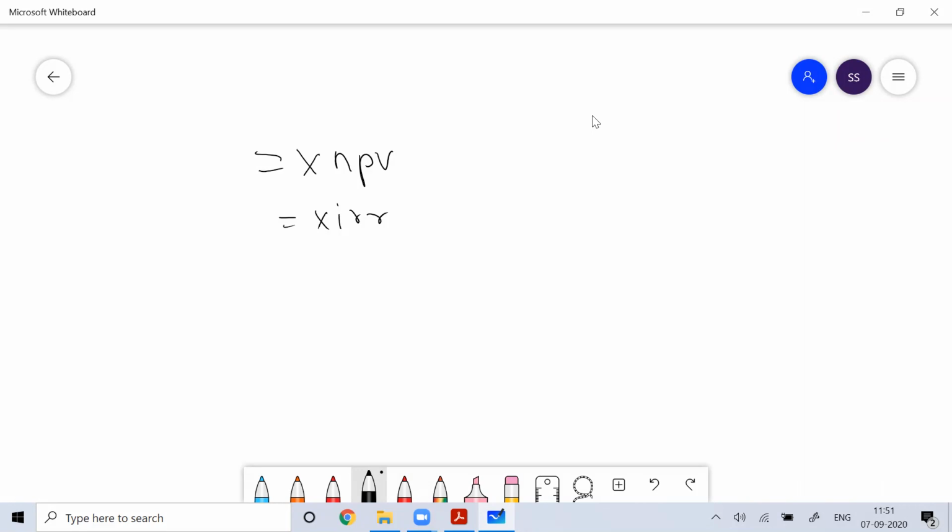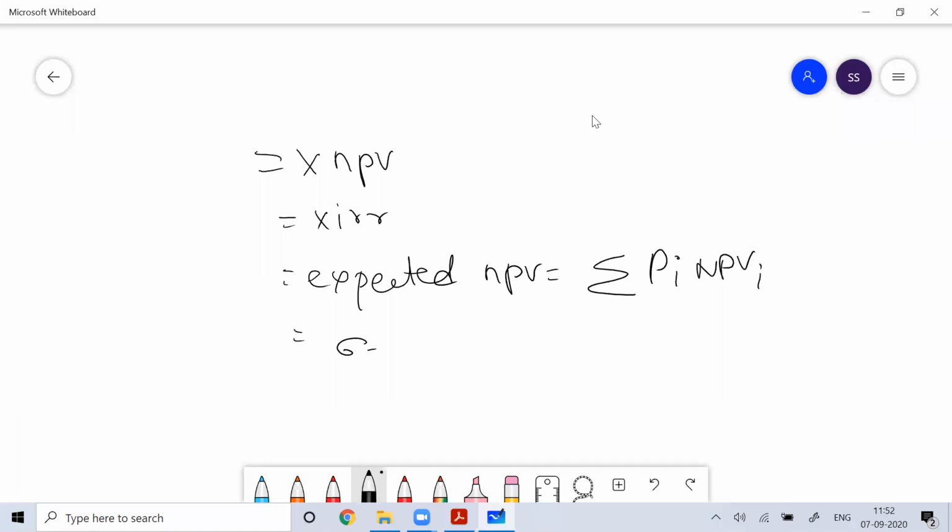Now, instead of getting a single NPV value, we can talk about multiple NPV values under multiple scenarios. And once we have multiple NPV values with multiple scenarios, we can talk about an expected NPV. The expected NPV is the summation of the individual probability into the individual NPV.